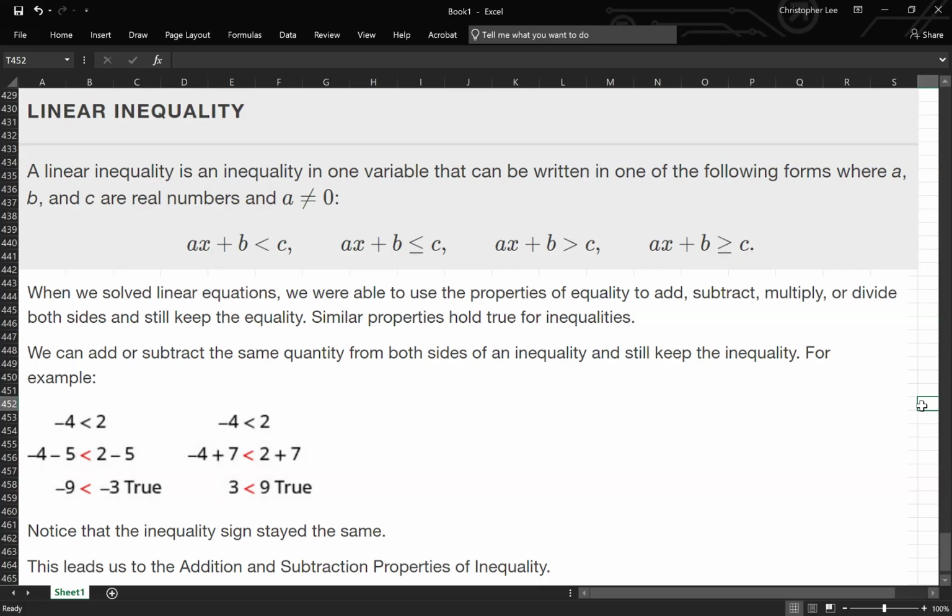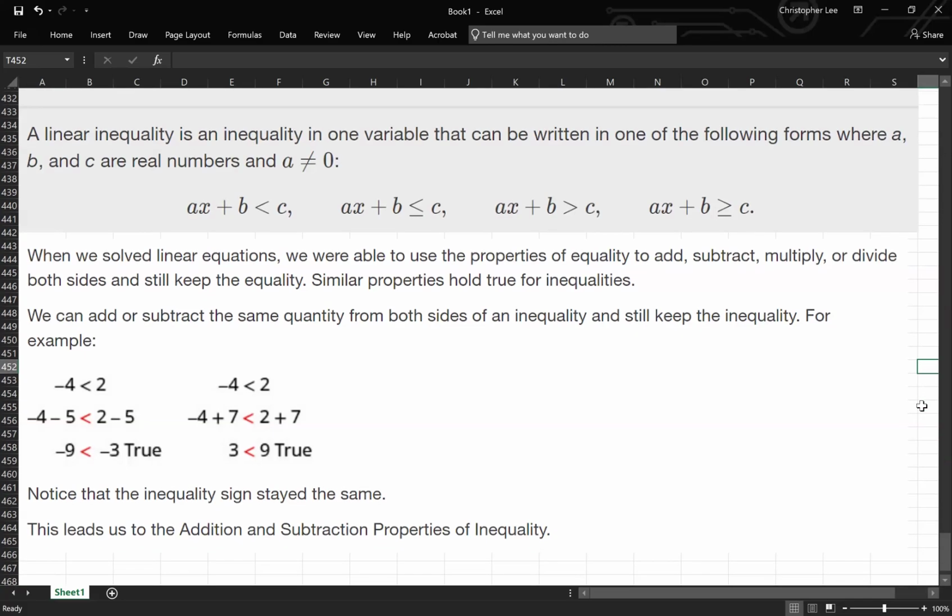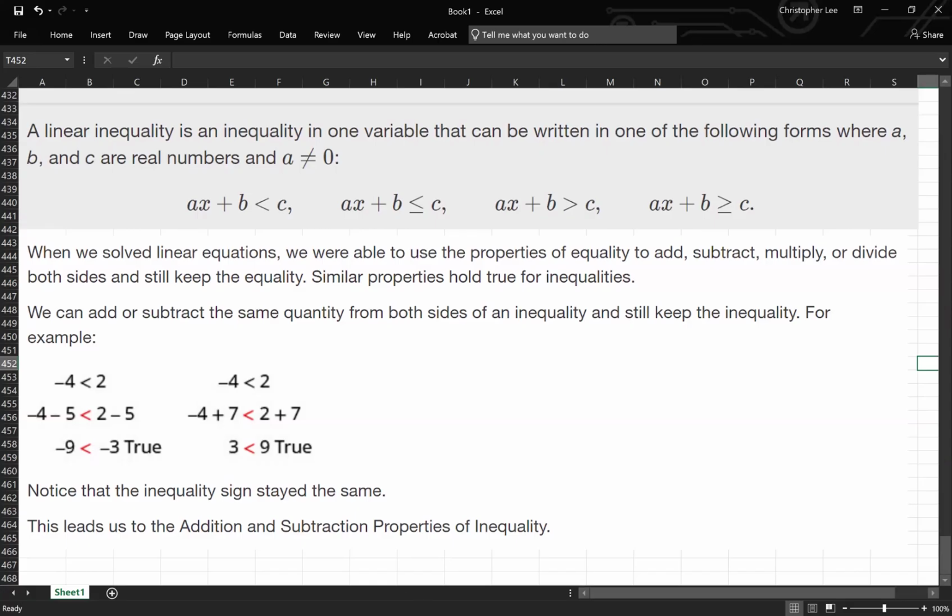You can also have -4 is less than 2. If you add 7 to both sides, this will become -4 plus 7, which is 3, less than 2 plus 7, which is 9, and 3 is in fact less than 9, which is true. Notice that the inequality sign stayed the same. It's important right now. This leads us to the addition and subtraction properties of inequalities.